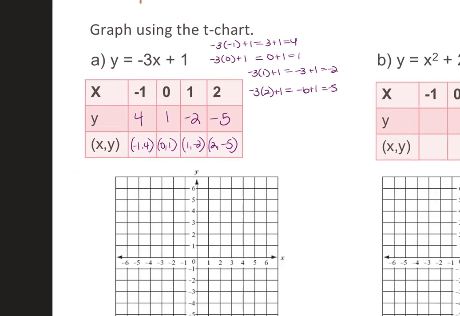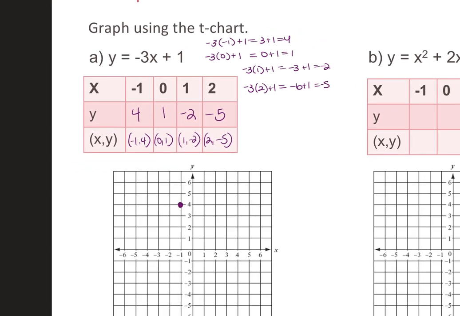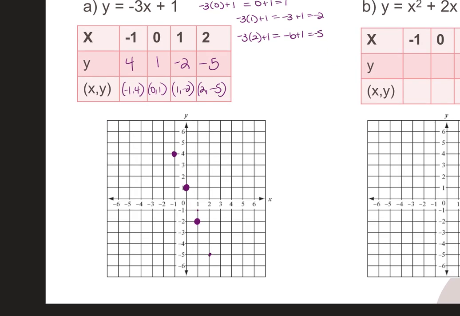And then we're going to plot those points. Negative 1, 4, 0, 1, 1, negative 2, and 2, negative 5. And just like we thought, it forms the line.